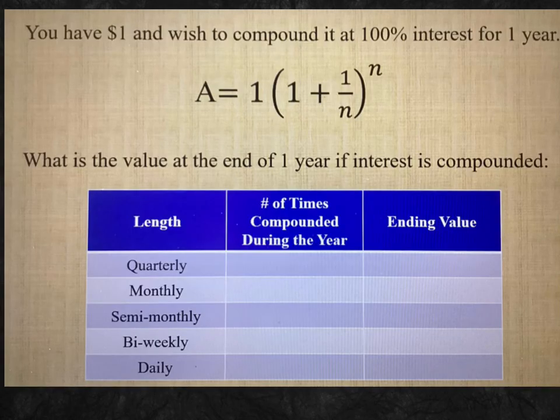So I've got this chart for us. So you've got $1, you're going to compound it at 100% interest for a year. So what is the value at the end of 1 year if interest is compounded? What if we did it quarterly, monthly, semi-monthly, bi-weekly, or daily? Well, we know if we did it over the course of a year that it would be worth $2. Quarterly means we would do it 4 times over the course of the year.